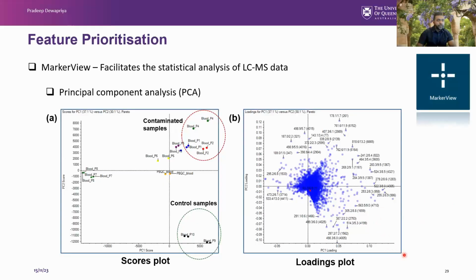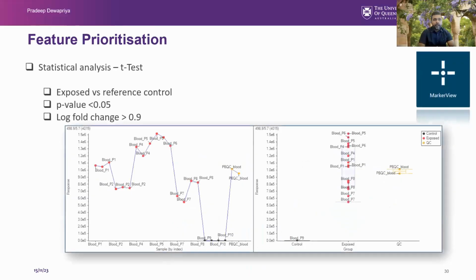Here I'm showing you the PCA analysis data for the contaminated and reference control samples. PCA analysis clearly shows us separate clusters for contaminated and control samples. Further, we performed a t-test using the MarkerView software tool to identify the features with high probability of detection only in the contaminated samples.